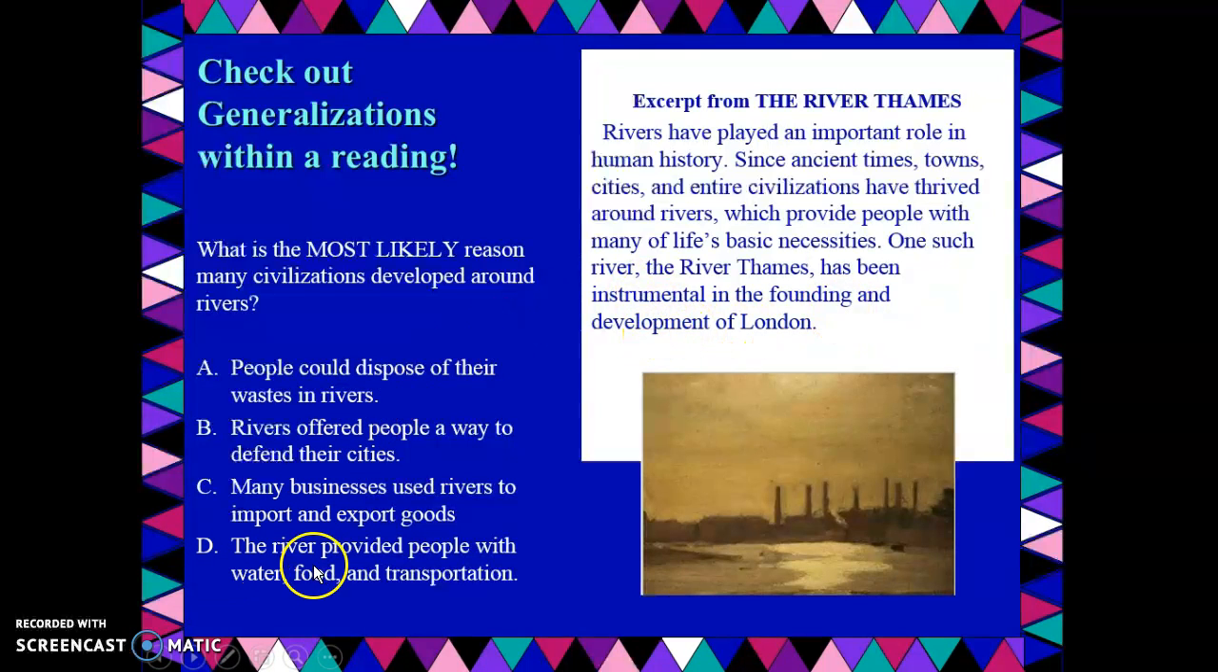So let's look at D. The river provided people with water, food, and transportation. Well, we know water and food are some of life's basic necessities. So the correct answer here is actually going to be D. Did you get it right?